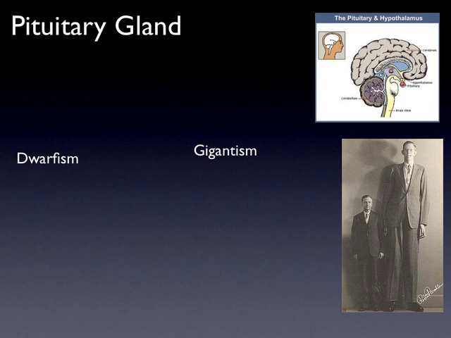All right, so we're going to talk about a few different glands. We won't go through every endocrine gland, but we'll talk about some examples to illustrate how our endocrine system works. One of the most important endocrine glands is the pituitary gland. It's often called the master gland because it produces hormones that control many of the other endocrine glands.